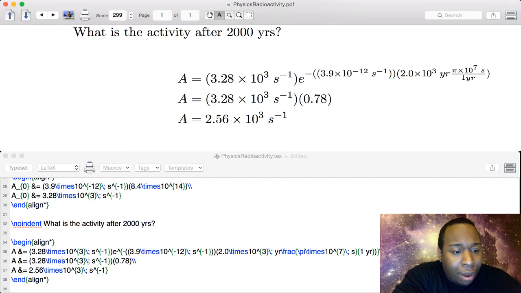Yep, carbon 12 and carbon 13 are the ones that are stable.